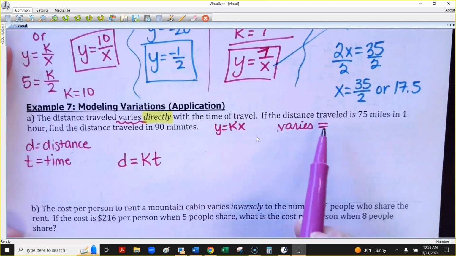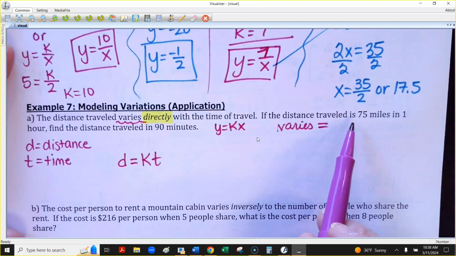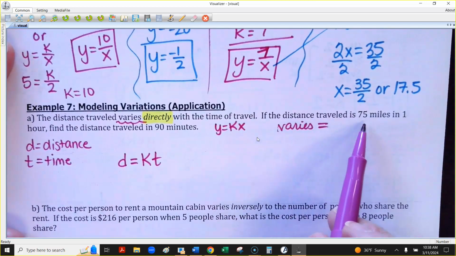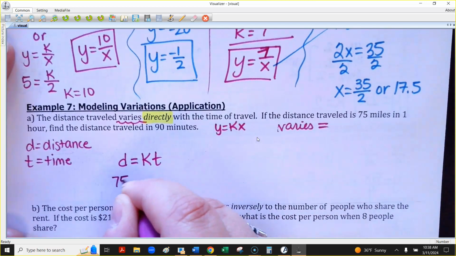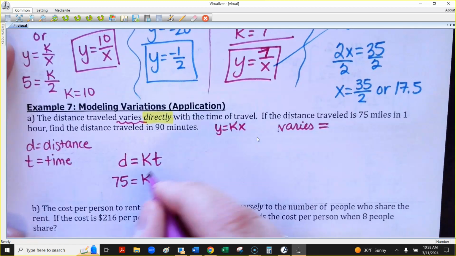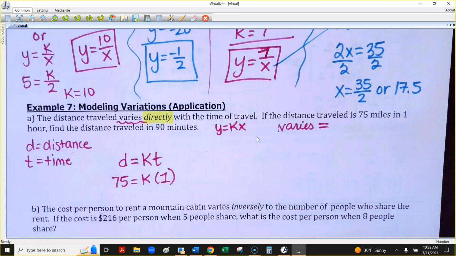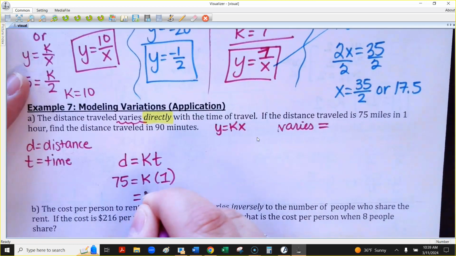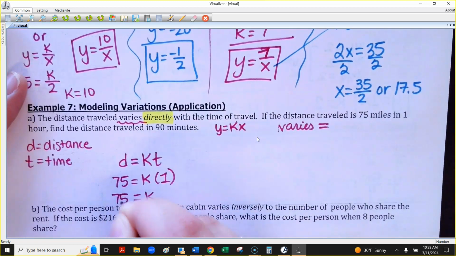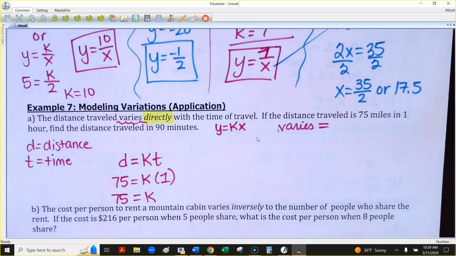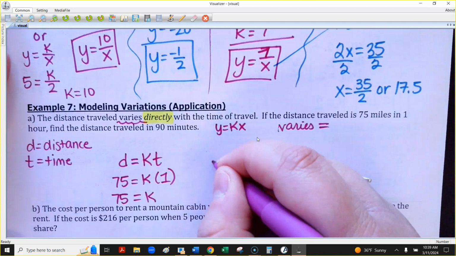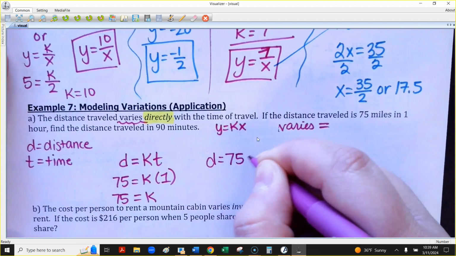Now, it's going to give you enough information to figure out k. It says distance traveled is 75 miles in 1 hour. So the time would be 1. If I divide both sides by 1 there, that's not going to change anything. The constant of variation then would be 75. So my general formula for this would be the distance is 75 multiplied by my time.